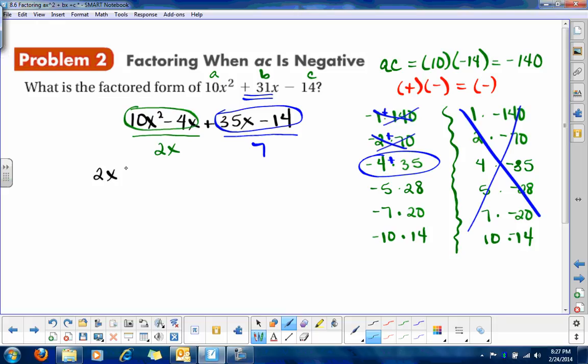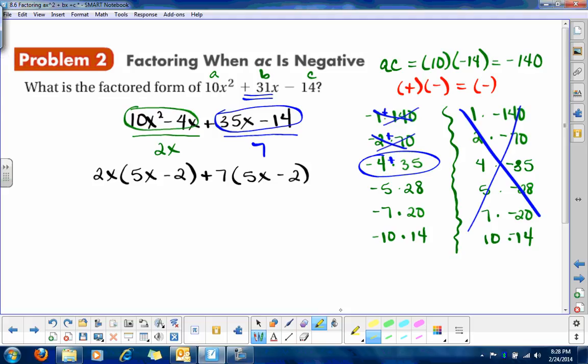So we end up with 2x times 10 divided by 2 is 5, and then x squared divided by x is x. And then negative 4x divided by 2x is negative 2. And then on the second grouping, the 7 goes on the outside, so plus 7. And then we see what's left over. So 35x divided by 7, that's 5x. And then negative 14 divided by 7, that's negative 2.